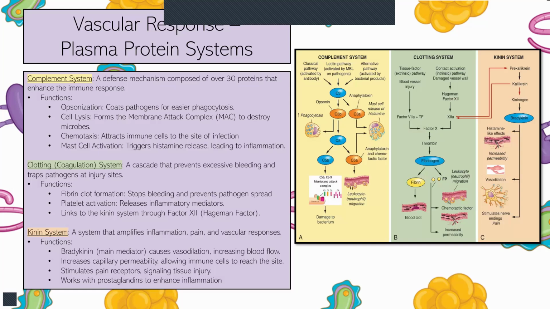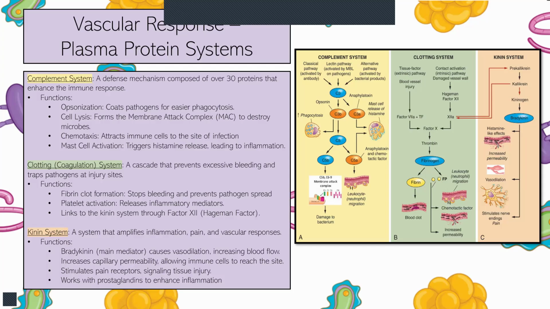The plasma protein system is a critical part of the body's innate immune response and plays a key role in inflammation, immunity, and homeostasis. These systems are activated in response to tissue injury or pathogen invasion, working together to eliminate the threat, repair tissue damage, and restore normal function. It consists of three interconnected systems: the complement system, the clotting system, and the kinin system. These systems work together to eliminate pathogens, control bleeding, and regulate inflammation.